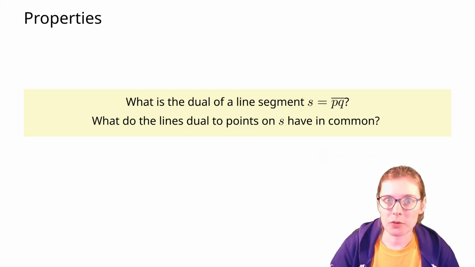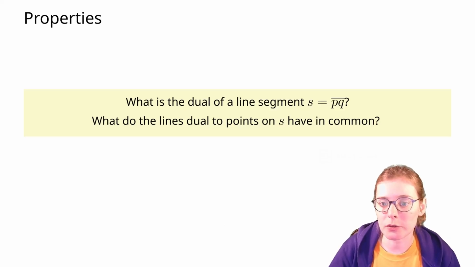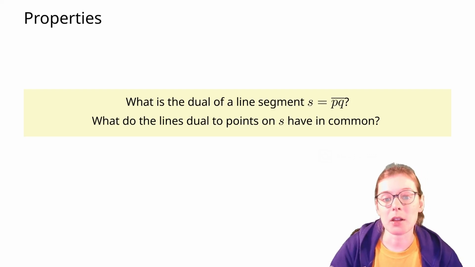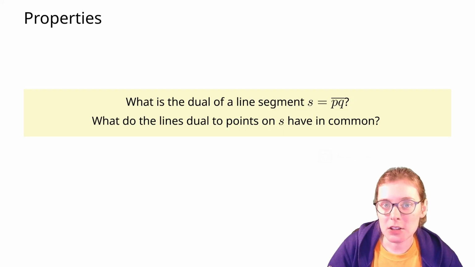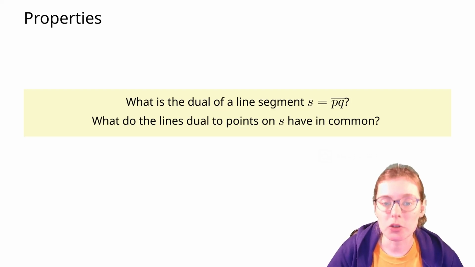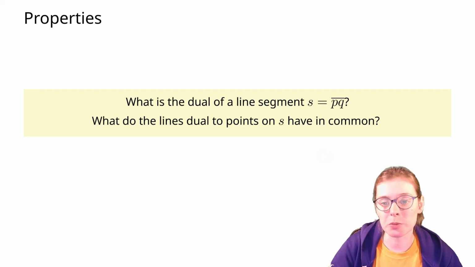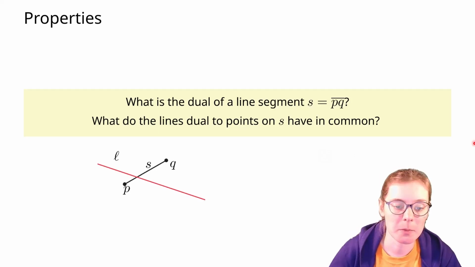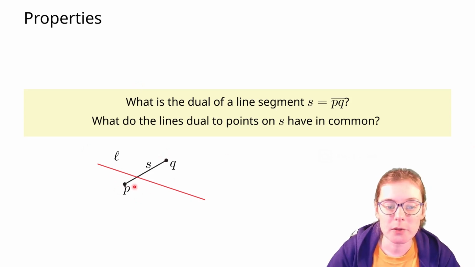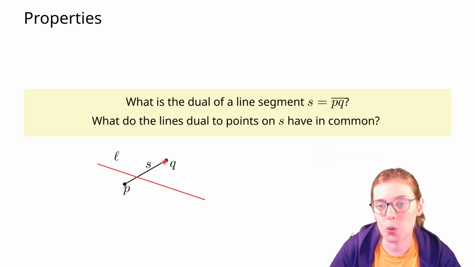From the definitions of dual points and dual lines, we can also infer the dual objects of other geometric objects, for example, a line segment. So let's consider a segment S with 2 endpoints P and Q, and let's figure out what the dual to a line segment S would be in the dual plane. So here I have a segment PQ, and I want to figure out what each of the points lying on the segment between P and Q will be dual to in the dual plane.